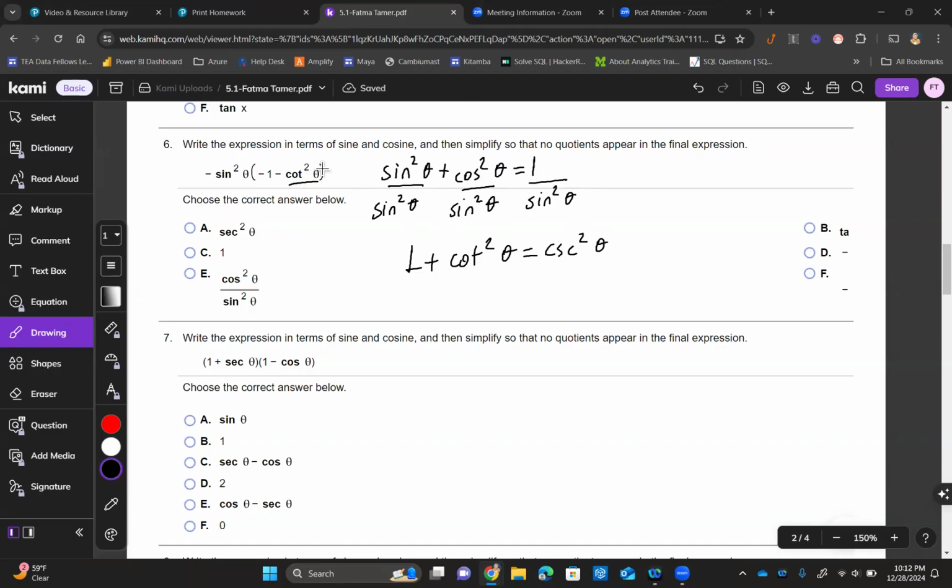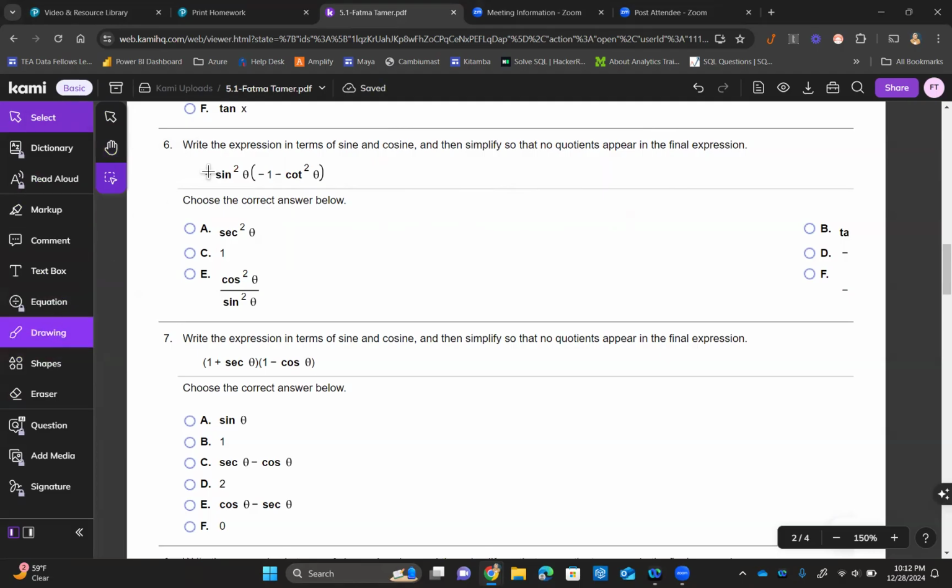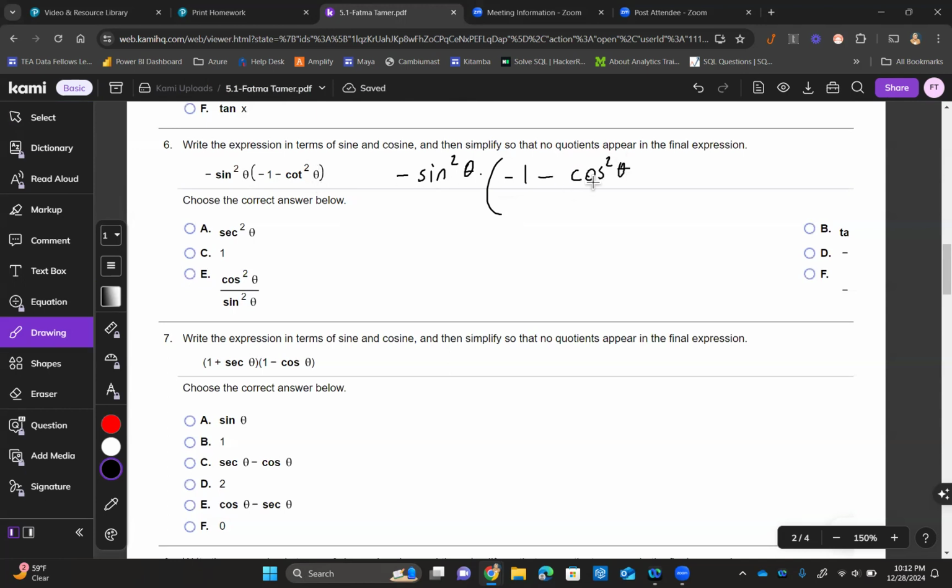But here actually, there is probably an easier way. Let's just redo this, start over. So what I would like to do is, instead of using the Pythagorean identity here, I want to keep my negative sine squared theta in the problem. And then I am going to keep the negative 1 for now. But instead of cotangent squared theta, we can write cosine squared theta over sine squared theta, because cosine over sine is just cotangent, but because it's cotangent squared, we need the squared version of each one.